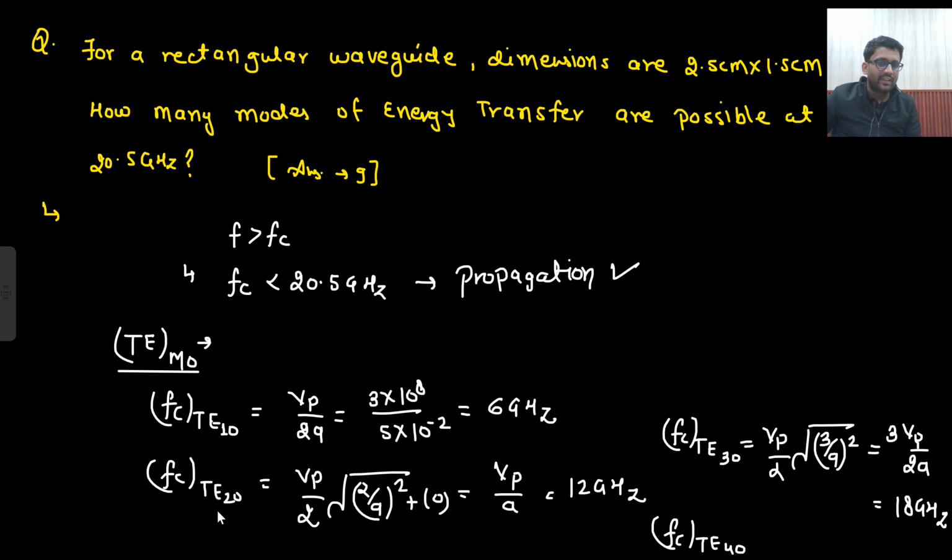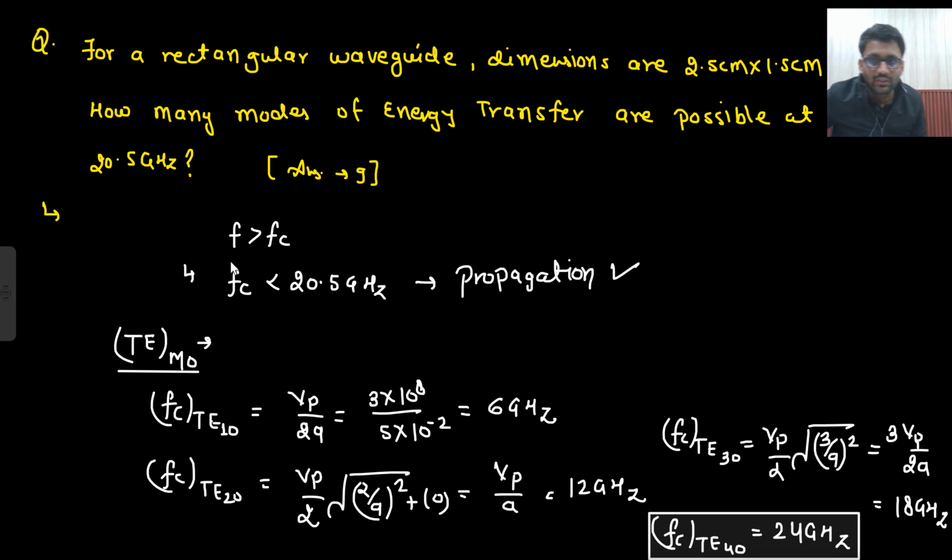For 10 you are getting 6, for 20 you are getting double, then 18. So here you will get 4 times 6, 24 gigahertz. So this will not propagate, because the frequency we are having is 20.5 gigahertz only. But this will propagate, this will propagate, and this will propagate. So 10, 20, and 30 will propagate. Now I do not need to check M0, because 50, 60 certainly will not propagate. So now I will start with 0n.